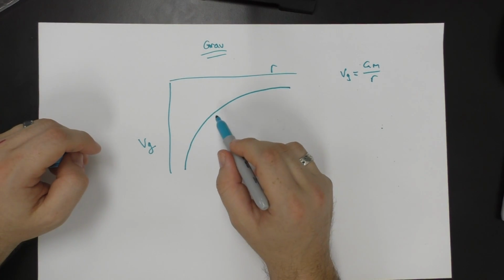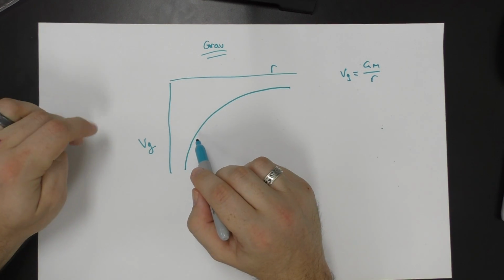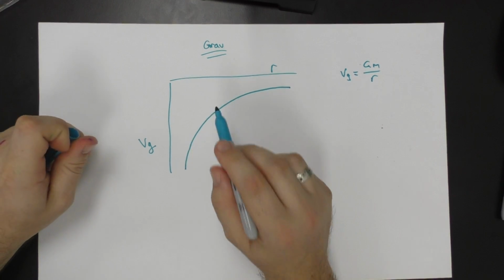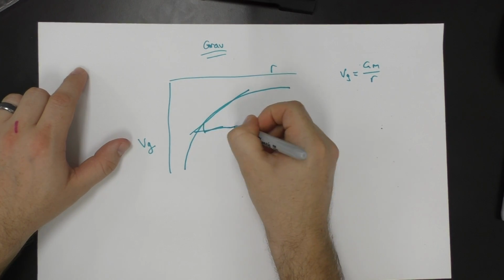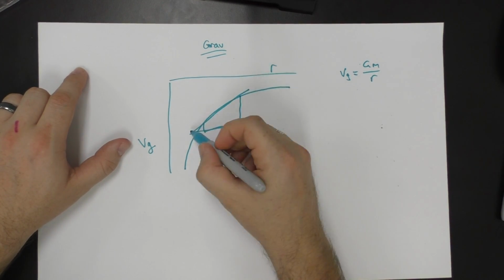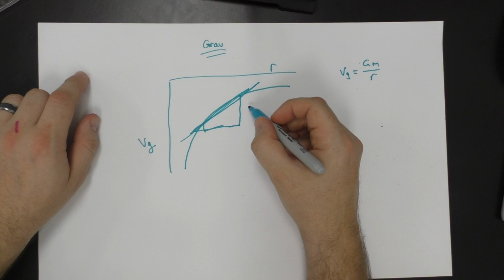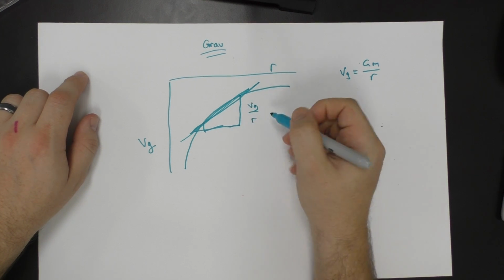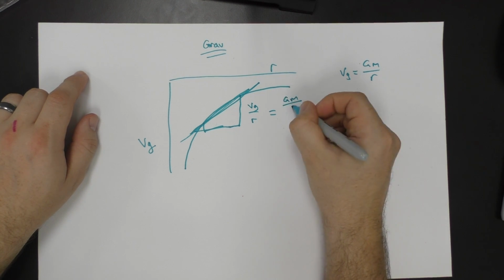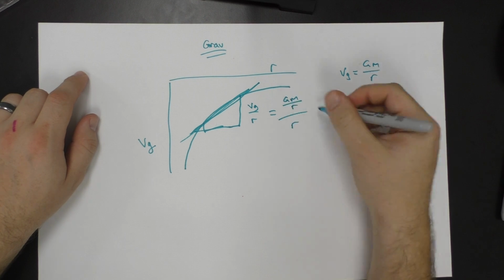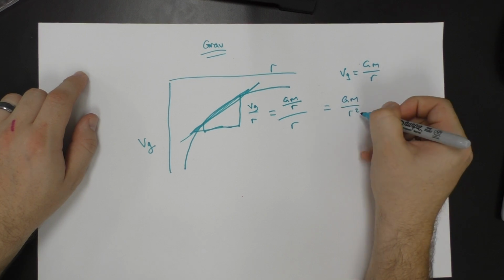But the interesting thing with this is that we can actually use this graph to determine one very important thing. Sorry. The gradient at any point on this line is equal to something really important. Well, let's look at what the calculation is we're doing here. We're doing Vg over r. Let's look at what that means. So Vg is GM over r divided by r. Well, that's just equal to GM over r squared.